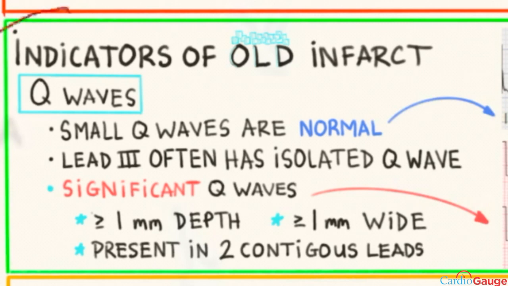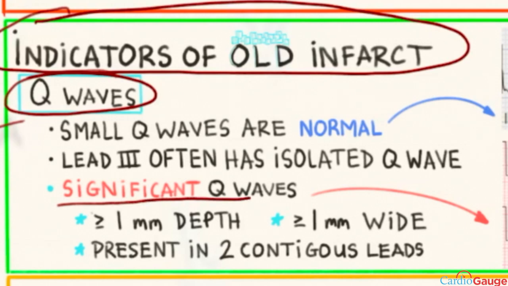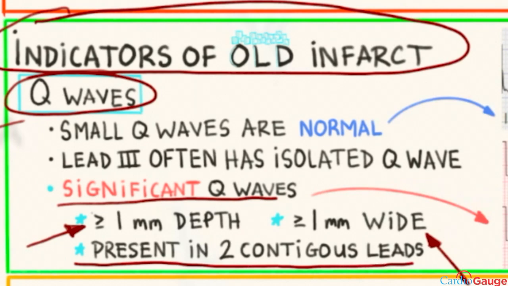Now we're going to look at indicators of old infarct. Q waves are the main thing in level 1 that we're going to learn about. So a significant Q wave is greater than or equal to 1 millimeter in depth, and it's greater than or equal to 1 millimeter wide. And it should be present in 2 contiguous leads.